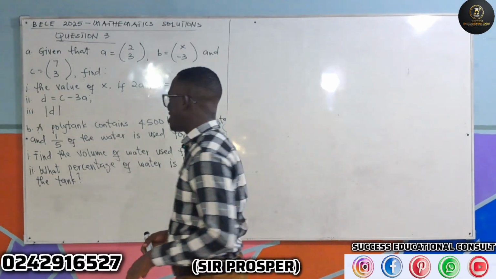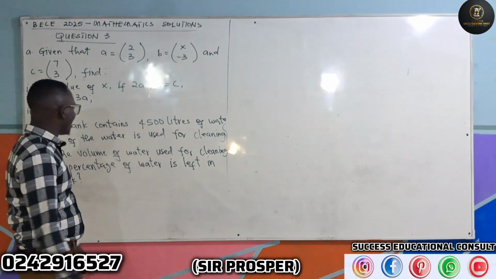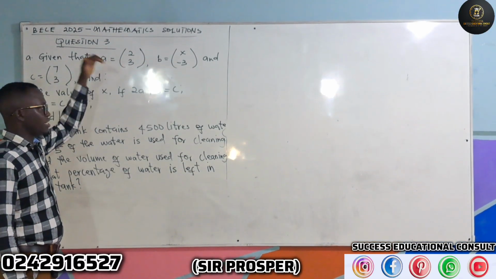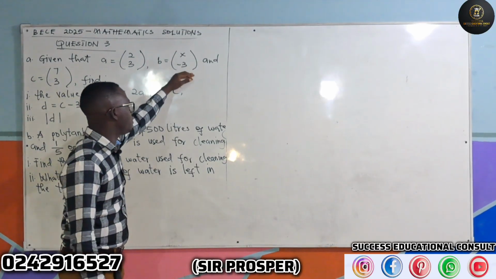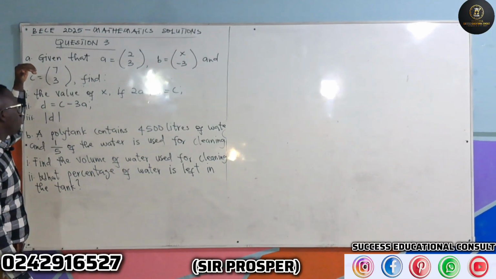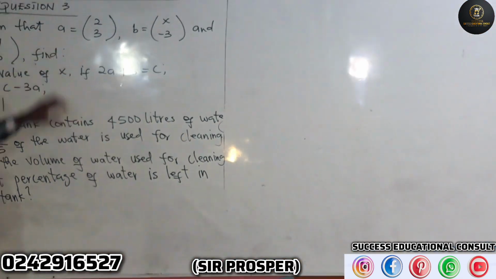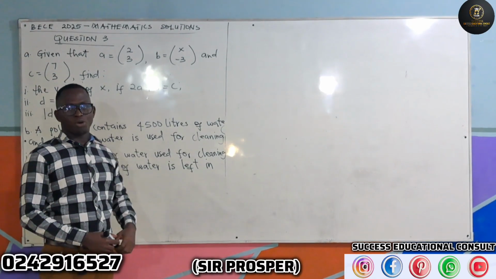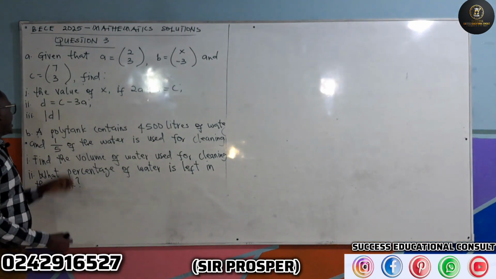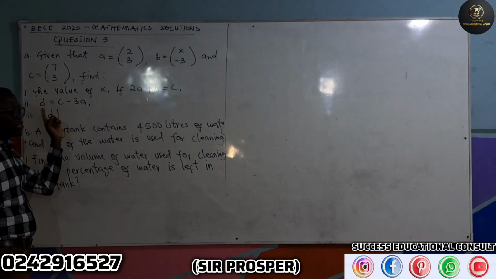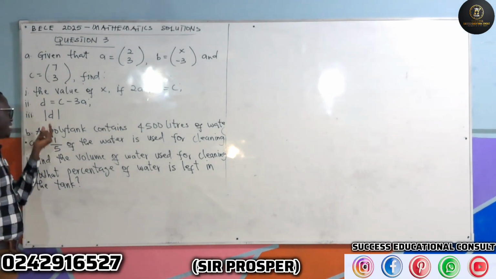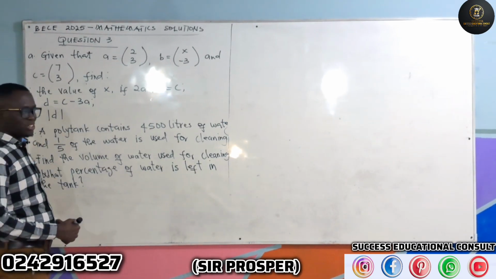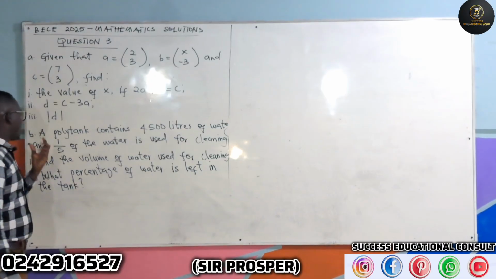Let's get into it. Question 3a says, given that the vector A has components 2 and 3, vector B has components x and negative 3, and vector C has components 7 and 3. Find I, the value of x, if 2a plus b equals c. II, d equals c minus 3a. III, the magnitude of the vector d, that is the meaning of this symbol. Then we come to b.